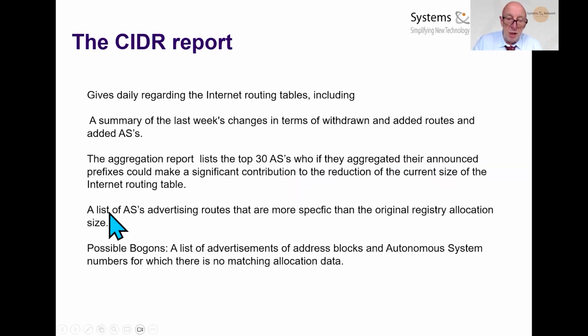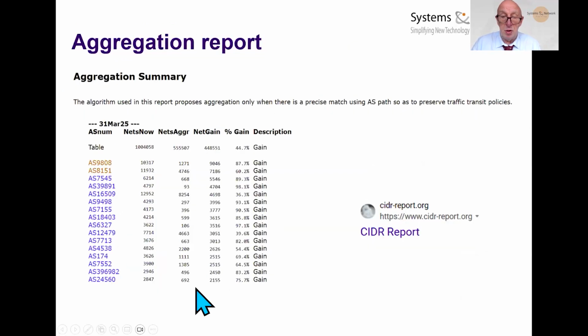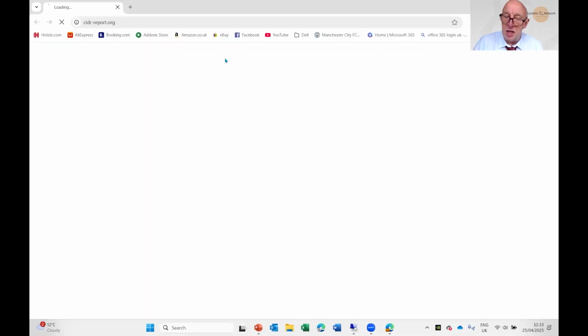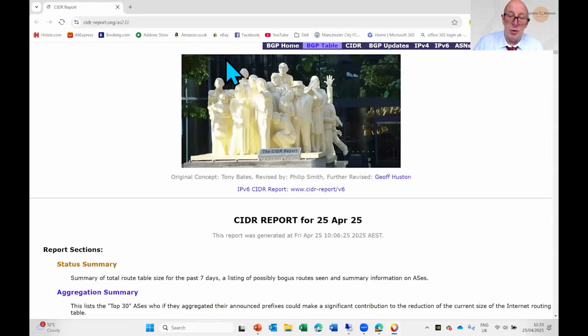Yeah, you can get a list of ASs advertising routes that are more specific than the original registry allocation size. Fine. There is a possibility of bogons. Yeah, bogons, bogus IP addresses. They've not been released, or they may have been released. So if we now just click into this just to see what there is within the CIDR report, fine. And then we just have to wait.